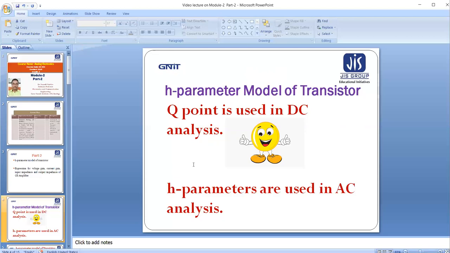Q point analysis is used to design the bias circuit, which is the primary criterion for proper design of an amplifier. After setting the biasing circuit, now we will analyze the H parameter model of that circuit so that we can design the optimized BJT amplifier circuit.